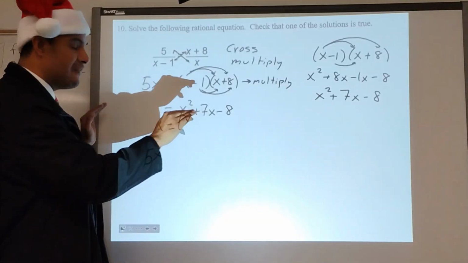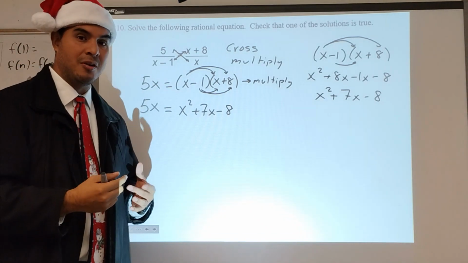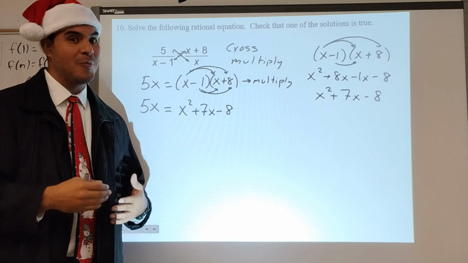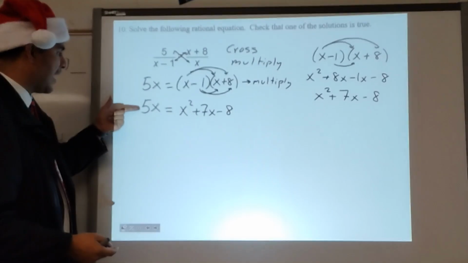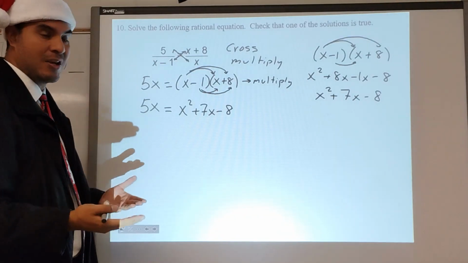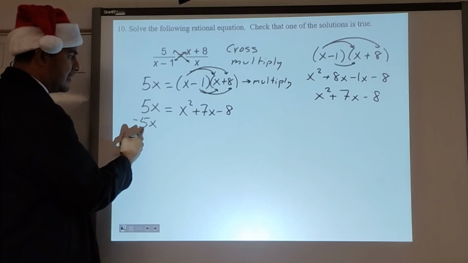Now, we still have a polynomial equation, and we've learned that if we set a polynomial equation equal to 0 and then convert it to factored form, we could find the solutions by finding those zeros. So we're going to take this 5x and eliminate it so that this equation is equal to 0. Subtract 5x from both sides, eliminates this 5x.